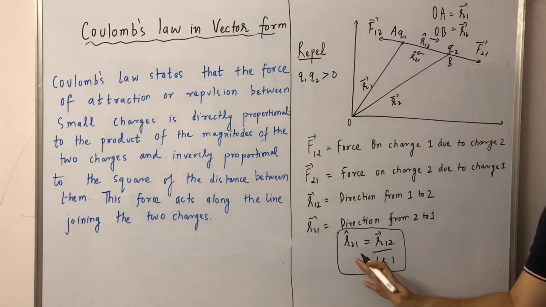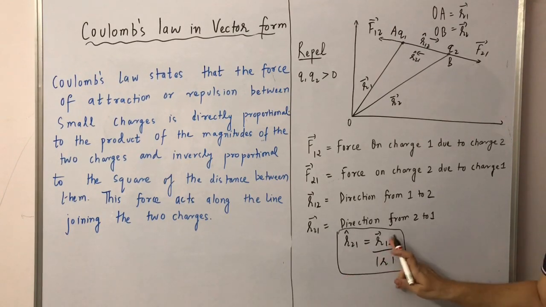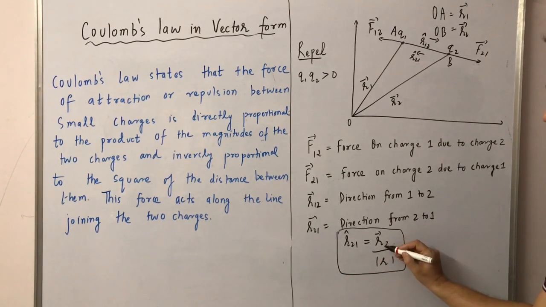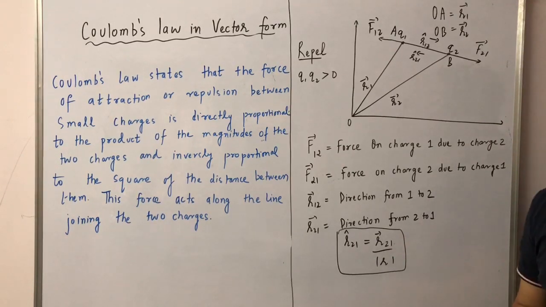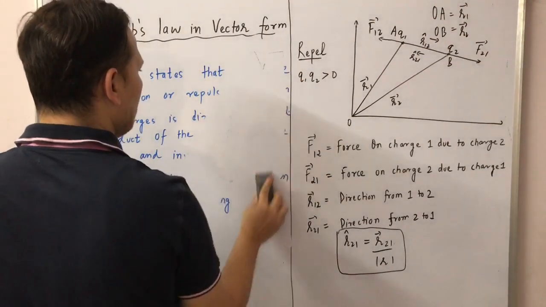Now we all know the unit vector means the vector upon its magnitude. So r21 unit vector means the r21 vector upon the magnitude of this vector. Okay, so let us see how it will work.